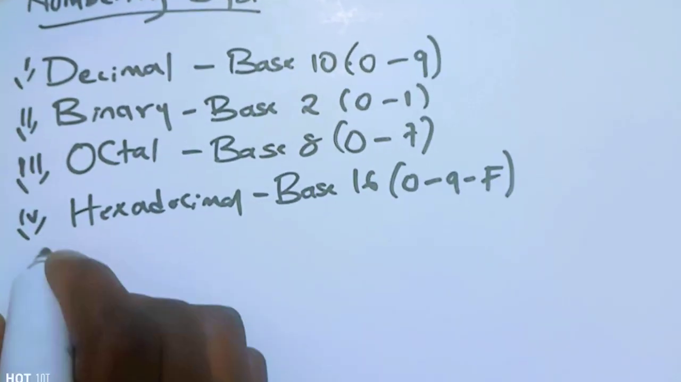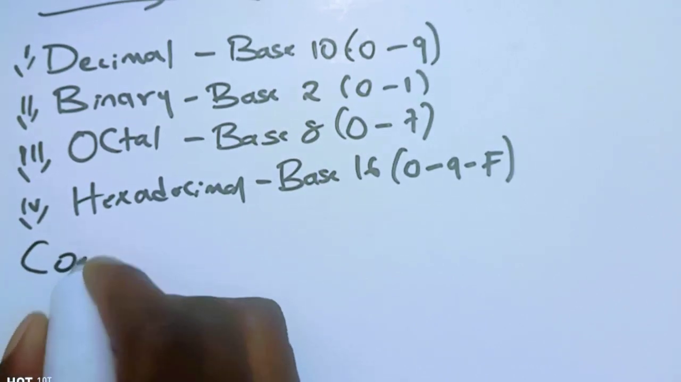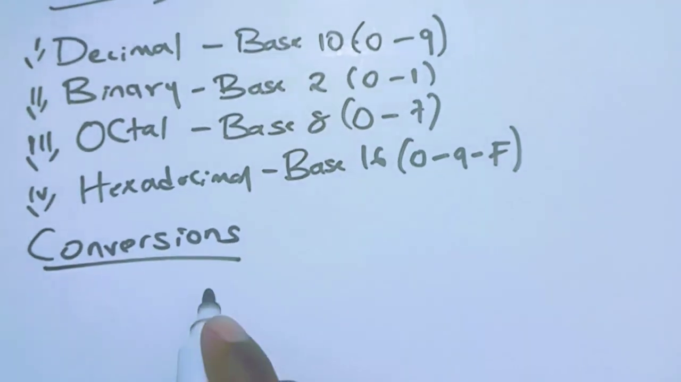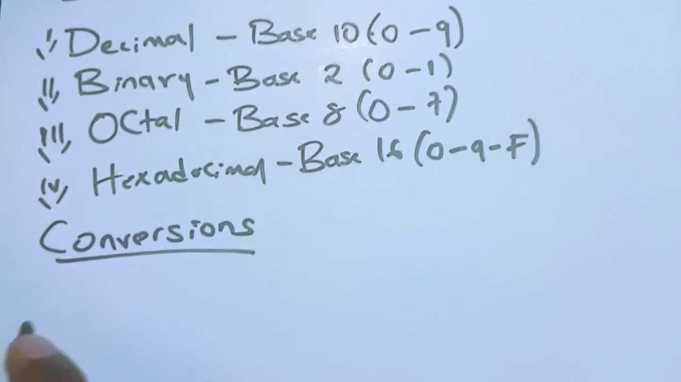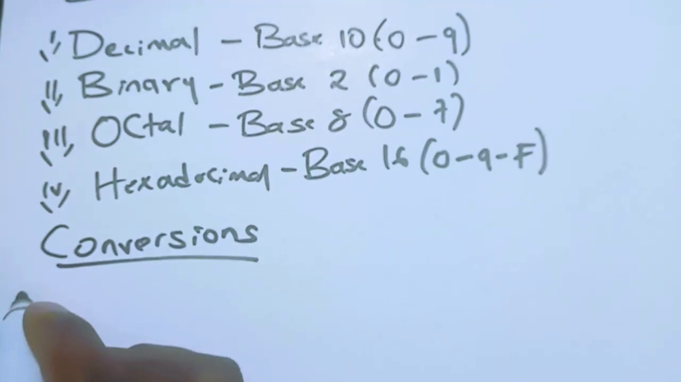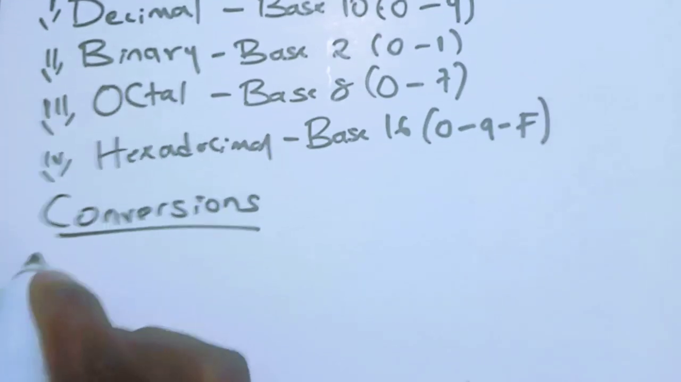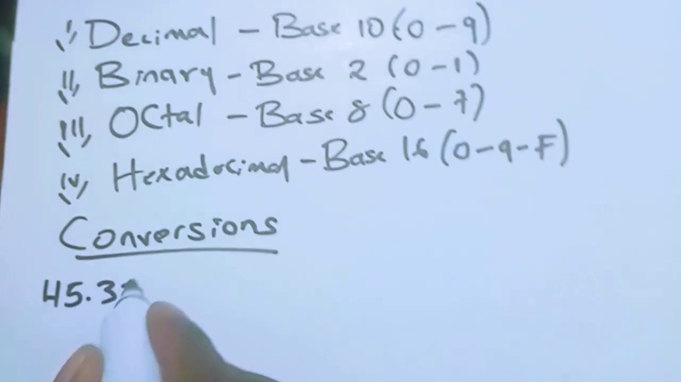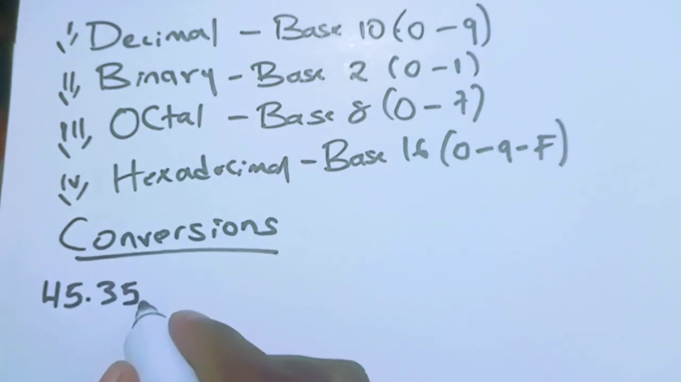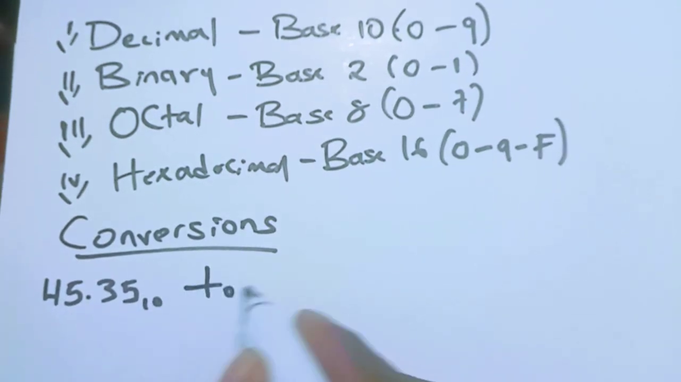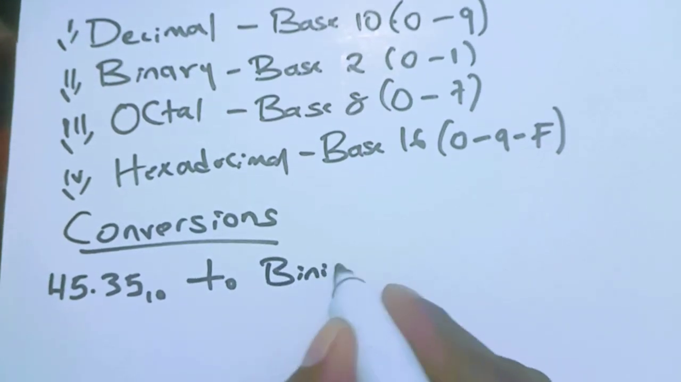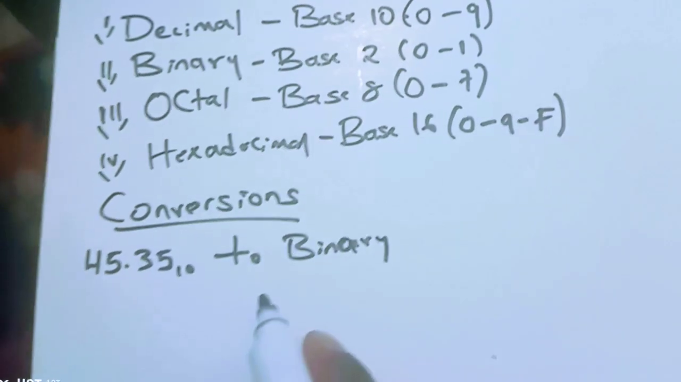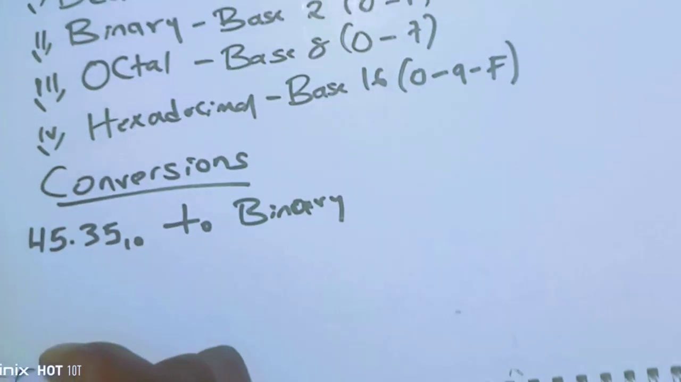Now let's dip into what we call conversions of numbering systems. Here in conversions, we shall start with decimal conversion. So for instance, let's dig into an example where you're supposed to convert 45.35 to base 10 into binary. How do you go about it?